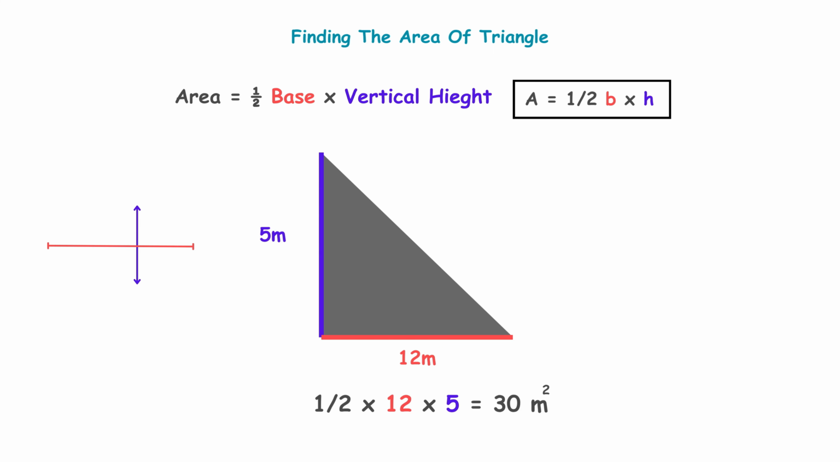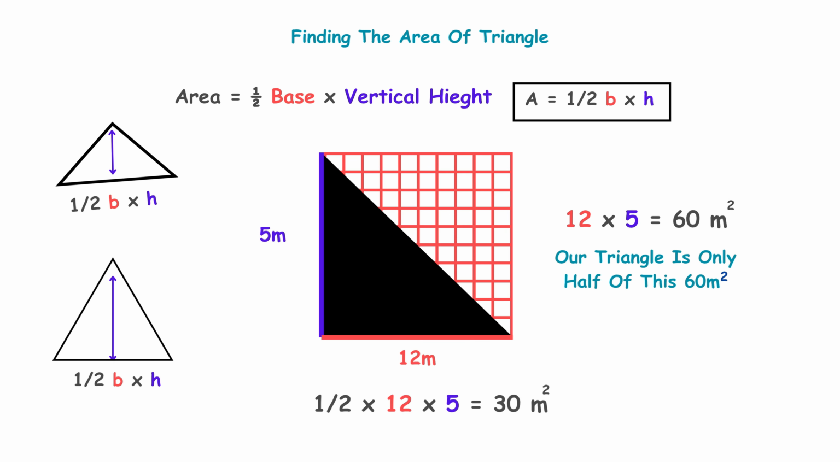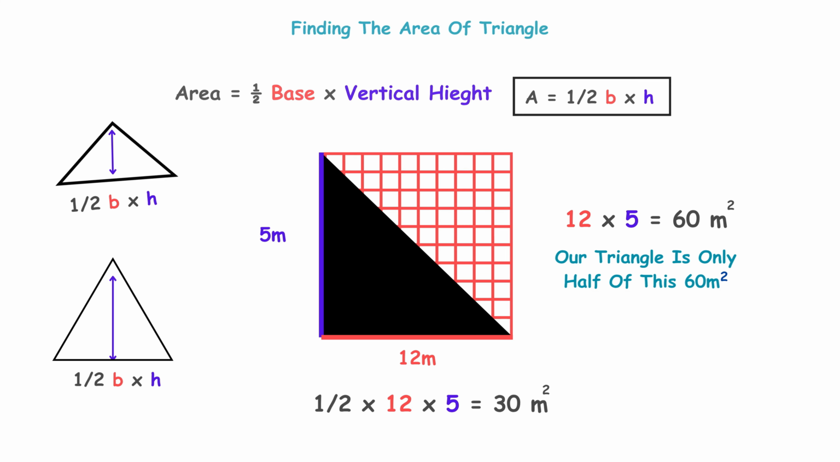The presence of the 1/2 in this formula is due to the fact that if we merely multiplied the base and height, we would be calculating the area of a full rectangle that contains the triangle. That rectangle would have an area of 60 square meters, but since the triangle occupies only half of that space, we need to include the 1/2 to account for this difference. Even if the triangle does not contain a right angle, you still use the same formula, 1/2 multiplied by base and height, just making sure to use the vertical height that extends to the highest point of the triangle.